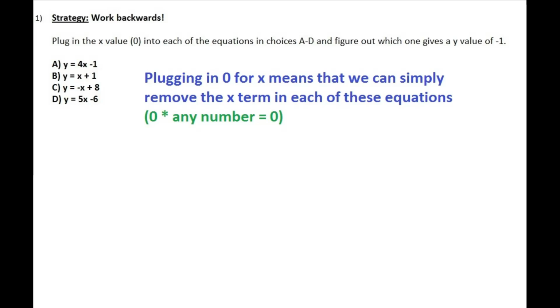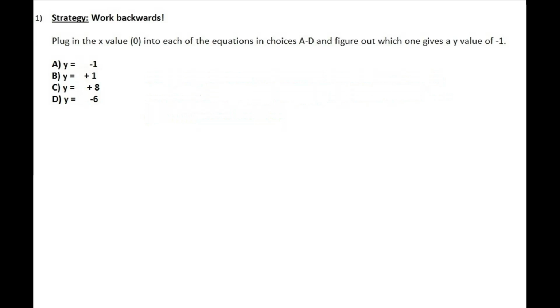0 times any number equals 0. So if we're talking about 4x minus 1, 4x is, if we have 0, 4 times 0 is still 0. X plus 1, if x is 0, it's just plus 1. -1 times x, like we have in C, -x plus 8, it's still 0 plus 8, just 8. So that's what you essentially have to do. And if you look at it that way, y equals -1, A is our answer.